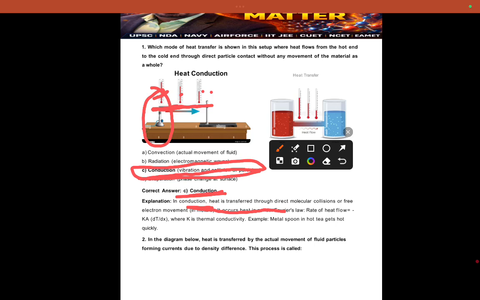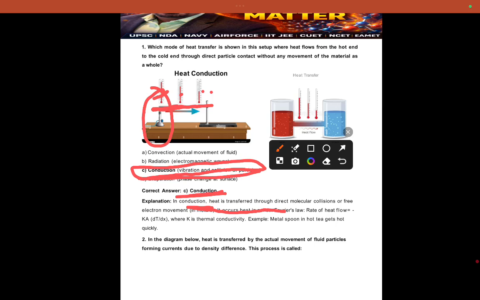So the process of transmission of heat follows three methods: convection, radiation and conduction. Generally convection we observe in fluids. Radiation is transmitting of heat without any contact, like the sun's radiation falling on earth. Coming to the second question: in the diagram below, heat is transferred by the actual movement of the fluid particles, forming current due to density differences.